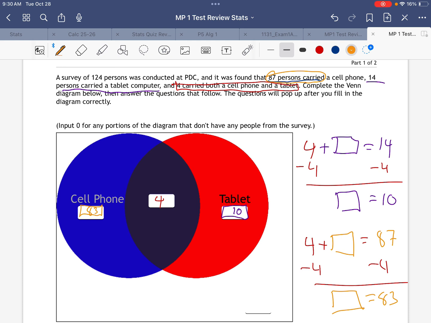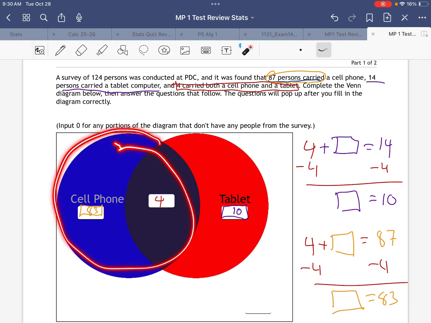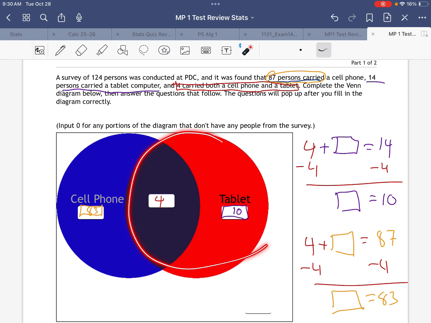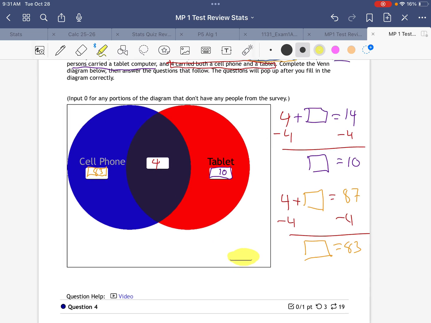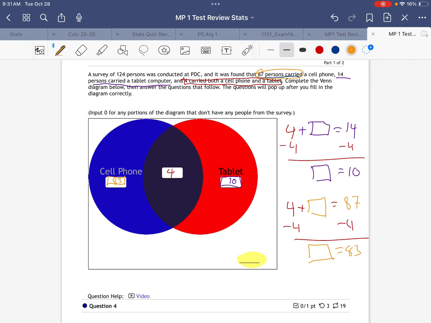So now I know that I've got 87 people in total. 4 have a cell phone and tablet. 83 just have a cell phone. I've got 14 in total that have a tablet. 4 have a tablet and a cell phone. 10 just have a tablet. I'm missing the number of people that don't have a tablet or a cell phone, that don't fall into either camp. We were told that there are 124 people.